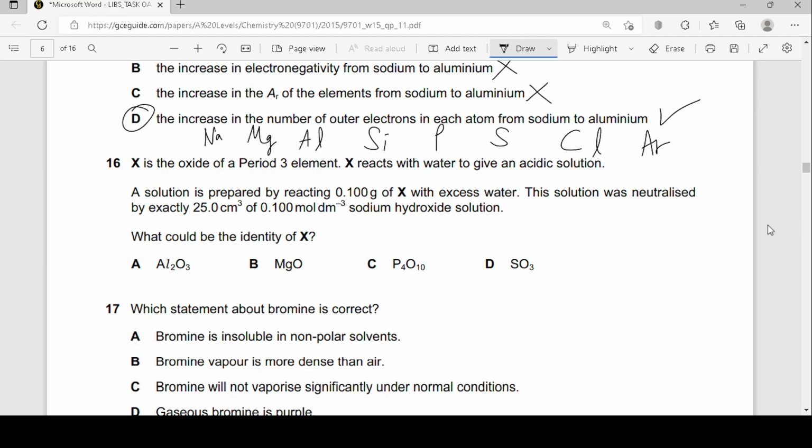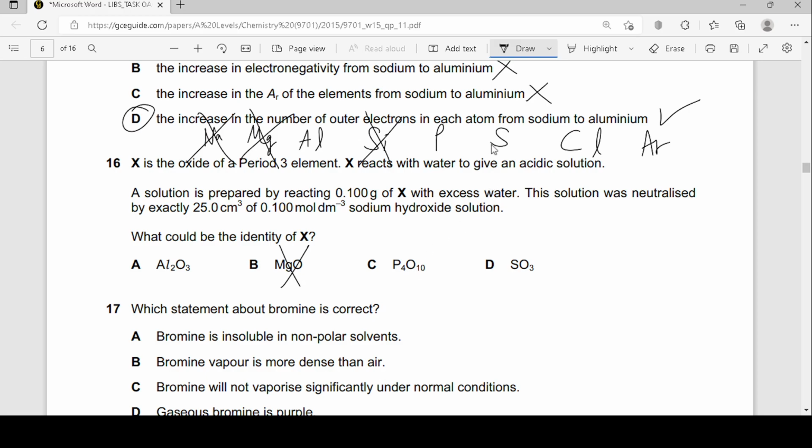If it reacts with water to give an acidic solution, well, Na2O will not give you an acidic solution, MgO will not give you an acidic solution, Al2O3 could give you an acidic solution. So I can already cross out B, and SO3 could give you an acidic solution, yes. SiO2 plus H2O. Is that even a reaction? I do not think it will react with water, am I right? It reacts with NaOH, but it does not react with water, I think. So I can cross Si out as well.